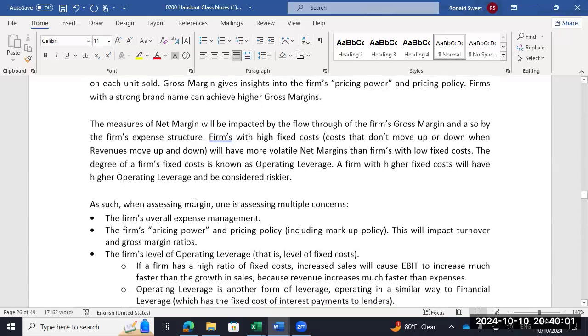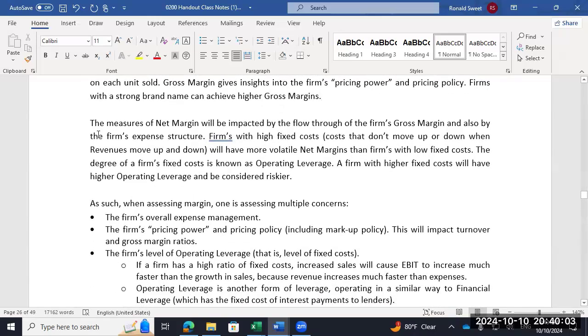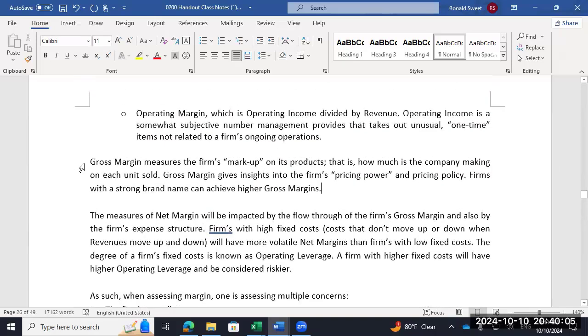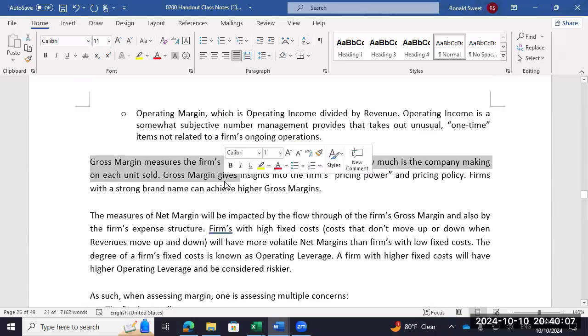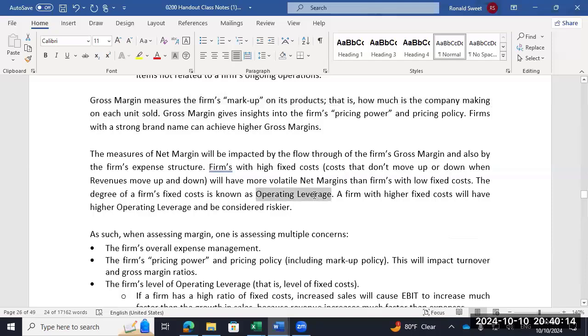Net margin's a little bit more involved. For net margin, first of all, it's the flow through of the gross margin. So if you have a higher gross margin, that's probably going to give you a higher net margin. So all that flows through. But the next thing that flows through is this really important concept. It's operating leverage. Now, you know the word leverage, but you usually think of leverage in terms of financial leverage, which relates to how much debt you have. Operating leverage is similar, but different.